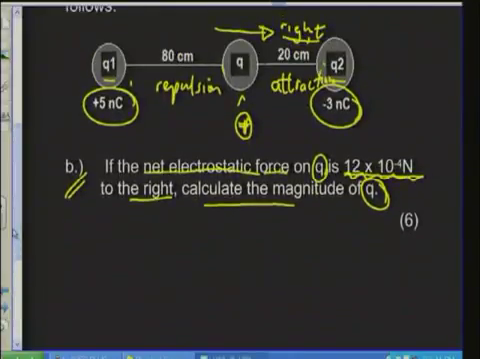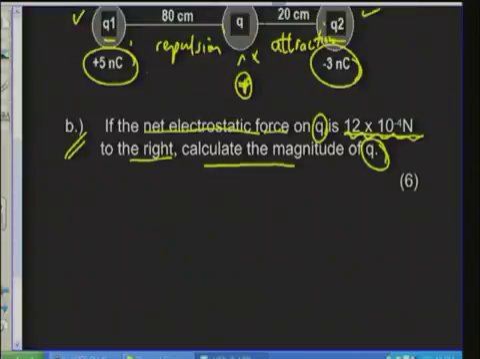Because the effect on Q is from those two charges, it means that we can come up with two equations that will help us solve this problem. The first equation will be the equation that talks about the force here. So let's call this F1.